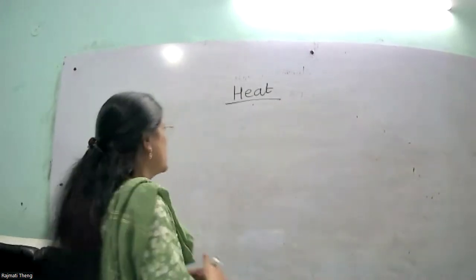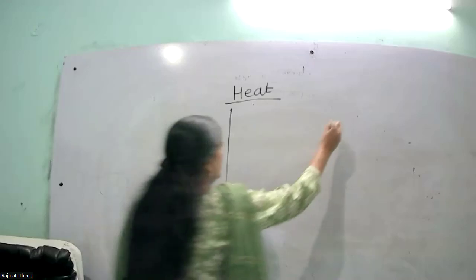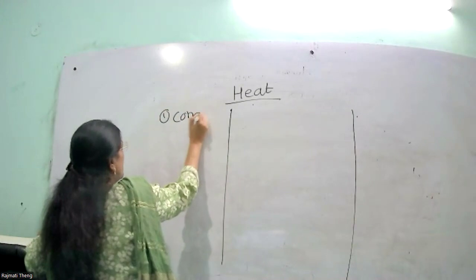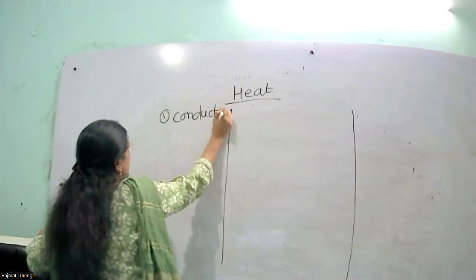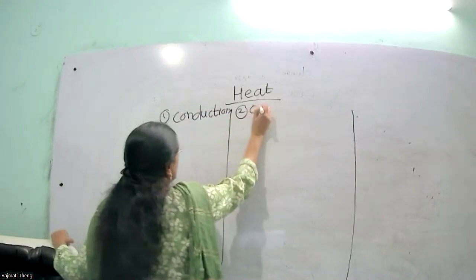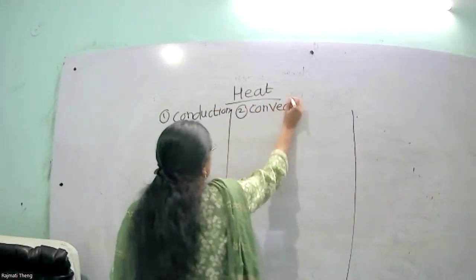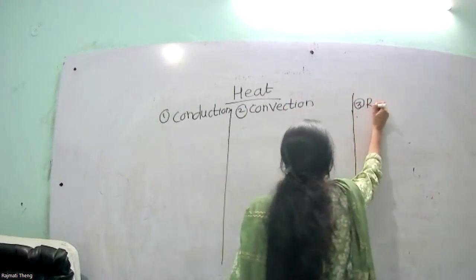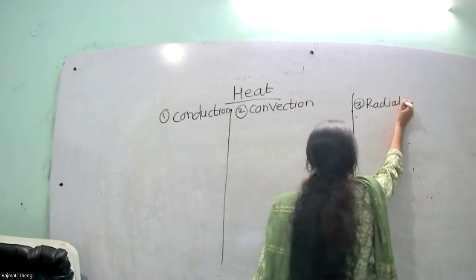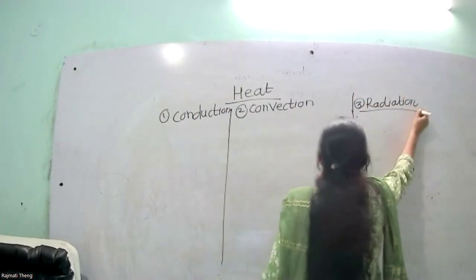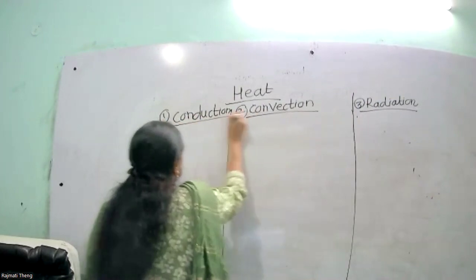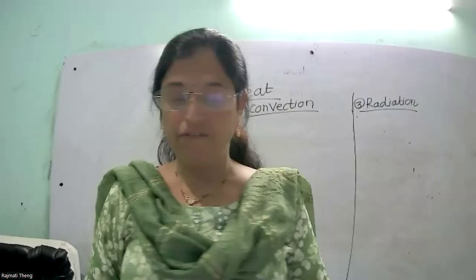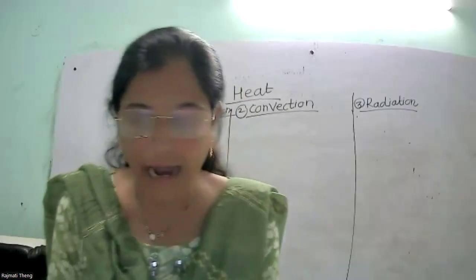Heat is transferred by the three-way. Heat transfer के three-way है. So first way, that is conduction. Second way, that is convection, and third way, that is the radiation. So three ways: conduction, convection, and next one is radiation.